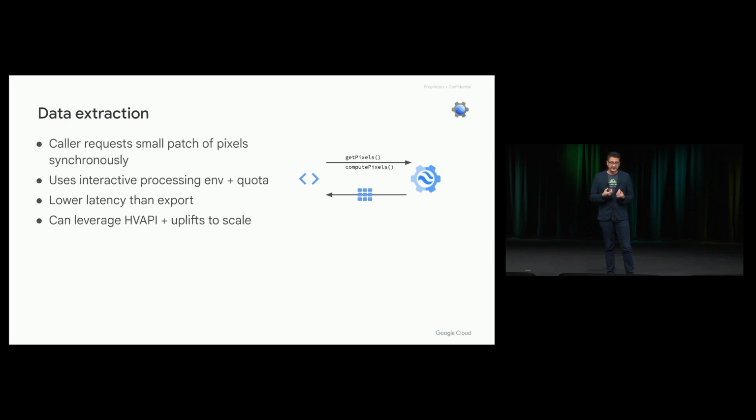The benefit of this is that there's lower latency than actual export, but you have to manage the calls to get pixels and to compute pixels, the functions you'll see later that do this yourself. This method can also leverage our high volume API and also uplifts that can help you scale your processes. So if you want to parallelize a part of your workflow on your own, this is how you would do it.